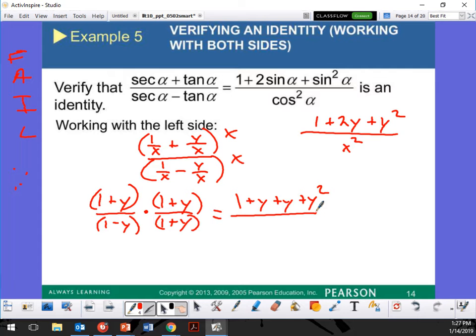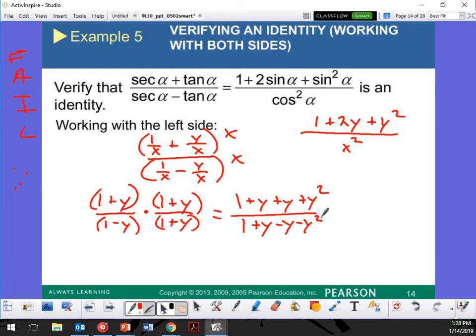And now in the denominator. Okay, so watch. Let's do it again. 1 times 1. 1. So now, all the way across. 1 times positive y. Plus y, right? Now, inner. Negative y times 1. Negative y. And negative y times positive y. Negative y squared.